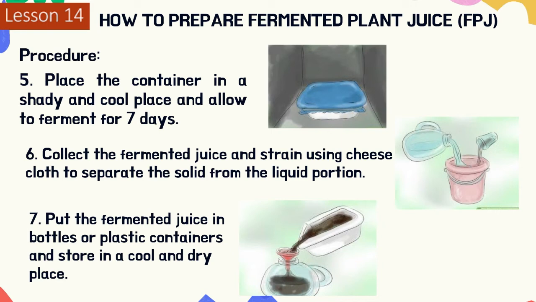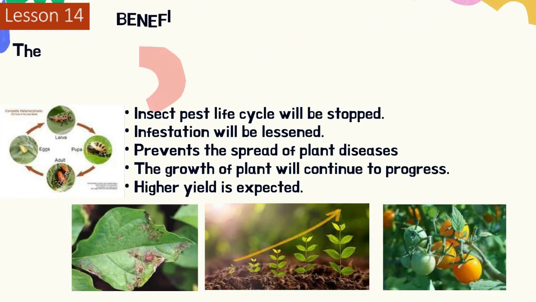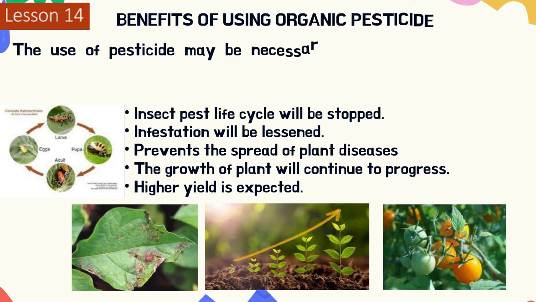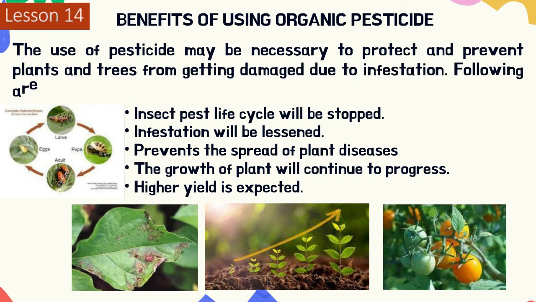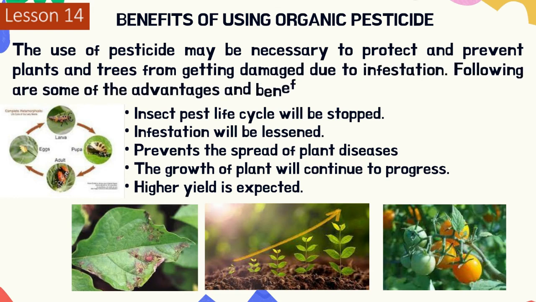Now let's discuss the benefits of using organic pesticides. The use of pesticide may be necessary to protect and prevent plants and trees from getting damaged due to infestation. Following are some of the advantages and benefits of using pesticides. First, insect pests life cycle will be stopped. So in effect, infestation will be lessened.